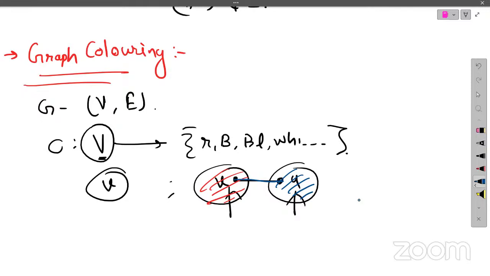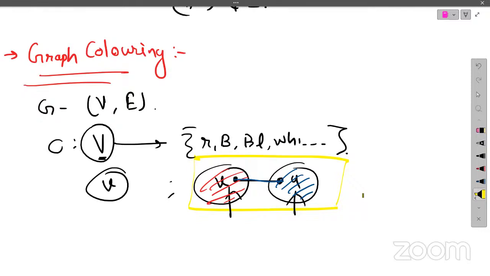Now, what will be the question here? Okay, we have one solution, but what will be an optimal solution? Optimal means what is the minimum number of colors we require to color a graph? This is the question we generally ask in graph coloring. So you have to find the minimum number of colors to color your graph. And what is the restriction? If two vertices are connected by an edge, you have to take different colors for these two vertices. Okay, is that clear?